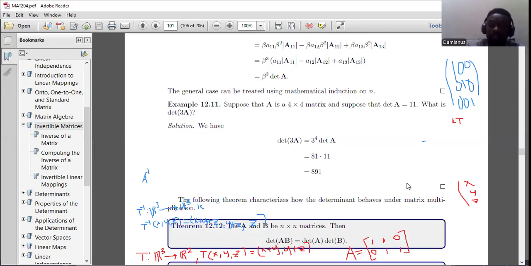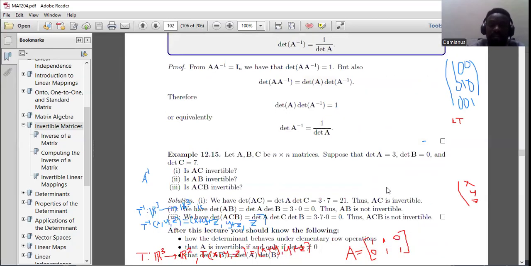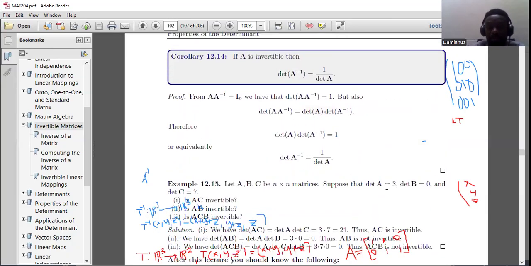Okay. Then other things you can look at here: the determinant of A times B is the same as the determinant of A times the determinant of B. The determinant of A^k is the same as the determinant of A raised to power k, and so forth and so on. And then this is the theorem I've told you about, which you can prove also. So if A is invertible, then the determinant of A inverse equals 1 over the determinant of A.